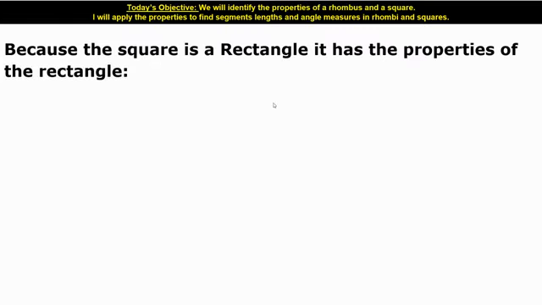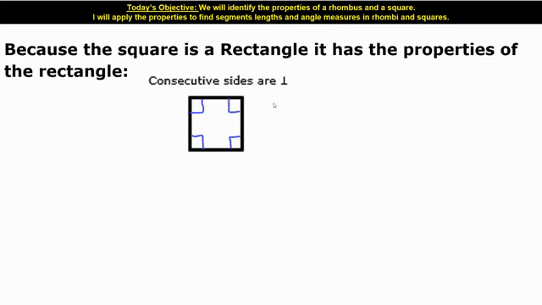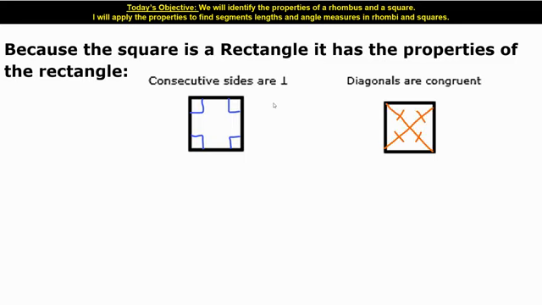Because the square, in addition to being a parallelogram, is a rectangle, it's going to have the properties that we learned yesterday of the rectangles, which are consecutive sides are perpendicular, so they're all 90-degree angles. And diagonals are congruent. So when those diagonals are drawn in, they divide each other into 4 congruent segments.